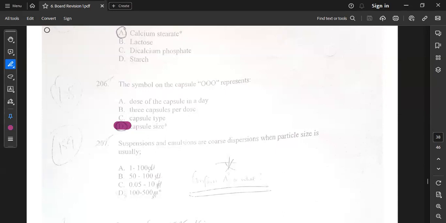Can you read the measurements, the units? No, I don't know. Is it micrometer? I can't see. But I guess we go for D.